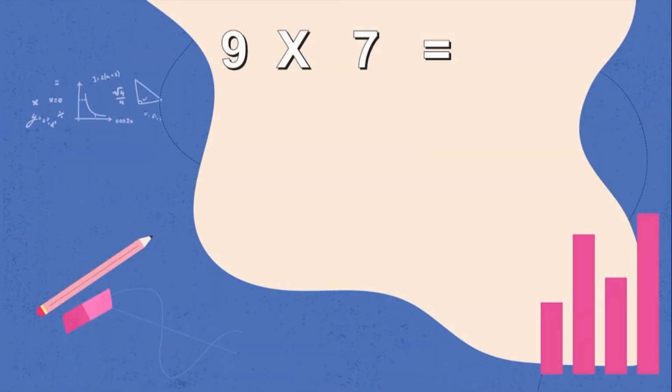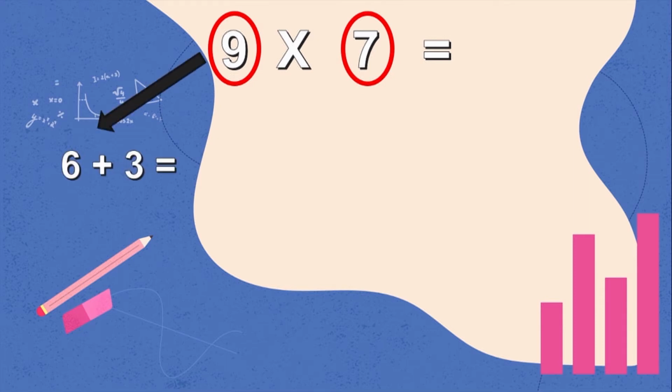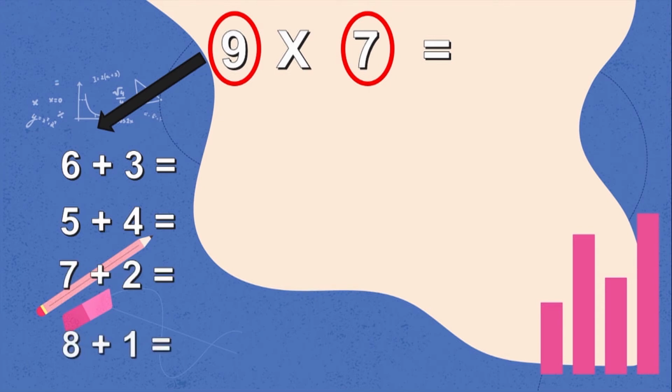Let's look at another example. We have 9 times 7. Now let's say you didn't know your 9 times tables. How could we make the number 9? What different combinations of numbers can we use? I'm hearing you, and a lot of you have some right answers. 6 plus 3, 5 plus 4, 7 plus 2, and 8 plus 1. So we could form 9 by adding these numbers. And now that we know the parts that make up 9, we could distribute 9, and knowing our 7 times tables, multiply by 7.